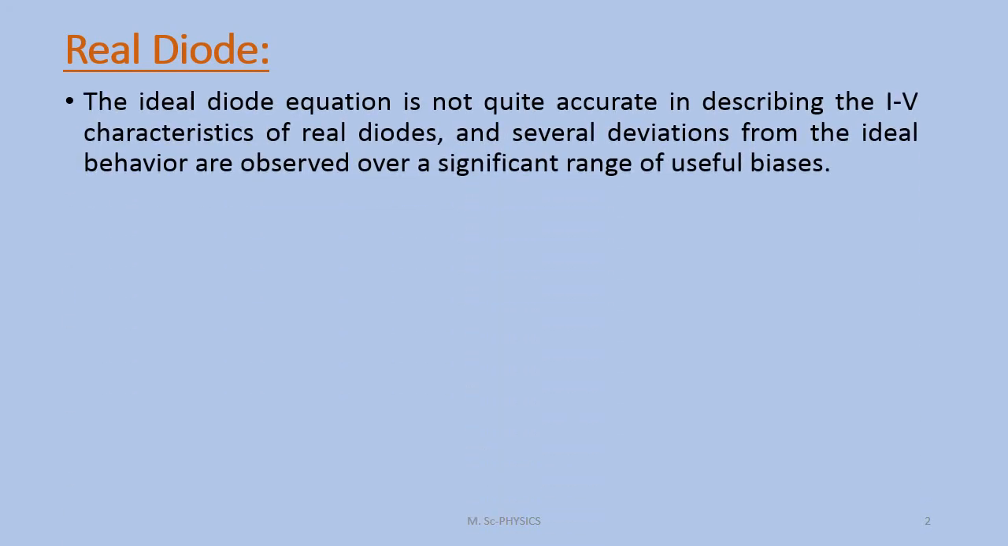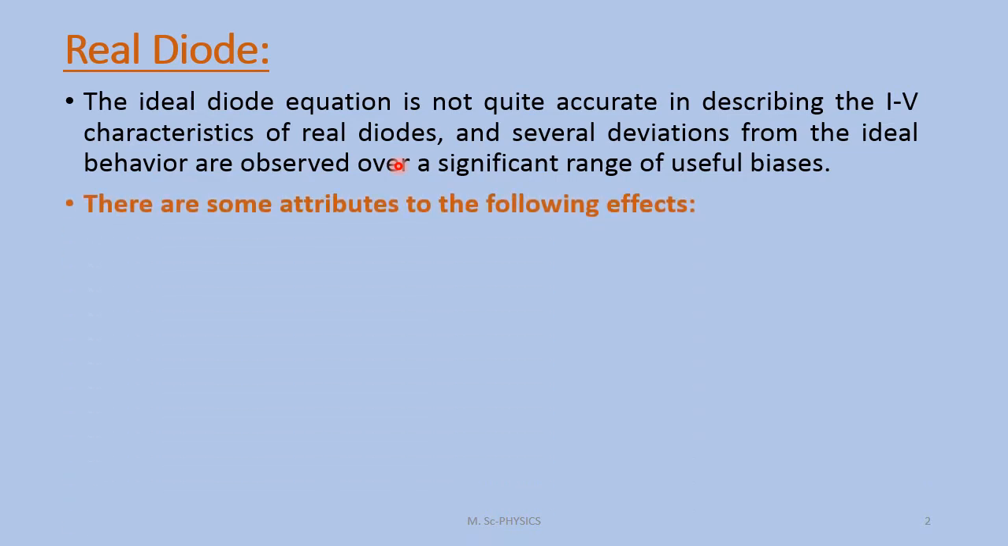Today we'll discuss the real diode. The ideal diode equation is not quite accurate in describing the IV characteristics of a real diode. Several deviations from the ideal behavior are observed in a significant range of useful bias.